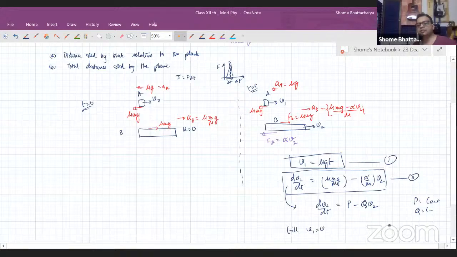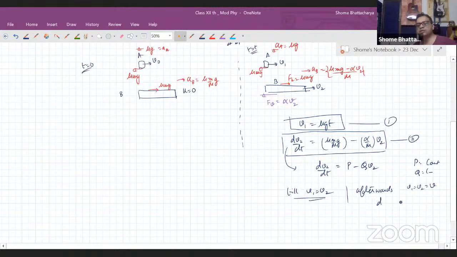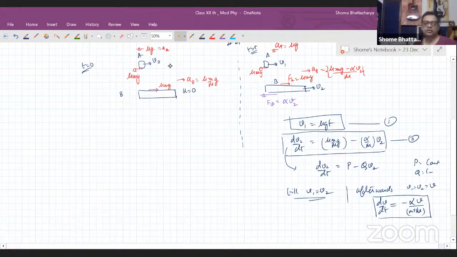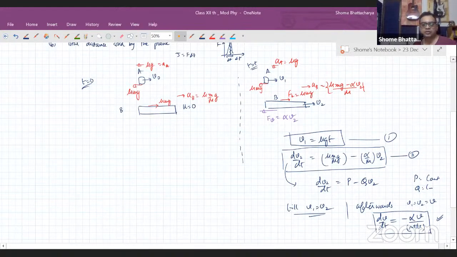Now after that time, V1 remains equal to V2 such that there is some common velocity, and that common velocity starts reducing at the rate of minus alpha divided by m plus M, because the static friction makes sure that V1 is equal to V2. So now you can make a combined free body diagram of them and solve this. Make use of these equations and try to find out this.